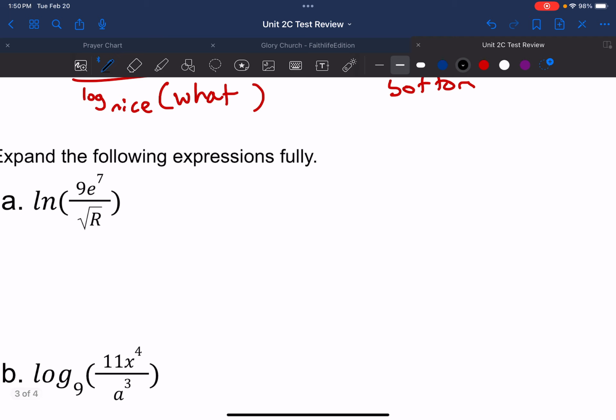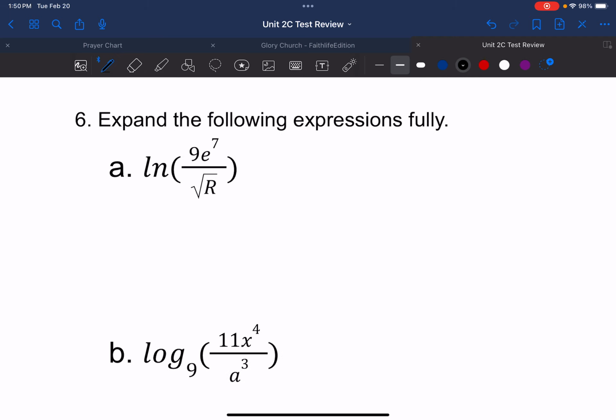Like I said, I'm doing these during my planning, which is near the end of the day, and my brain is a little tired.